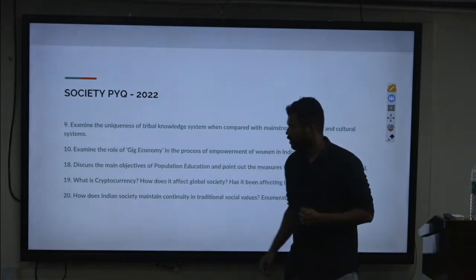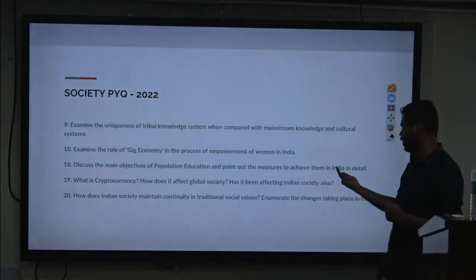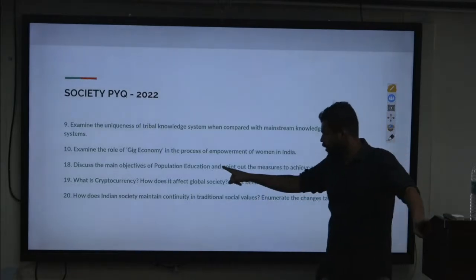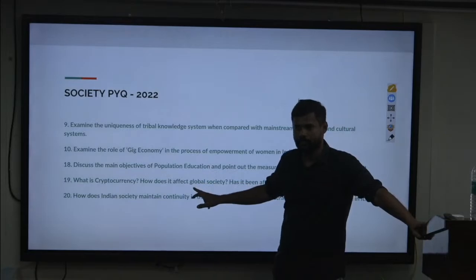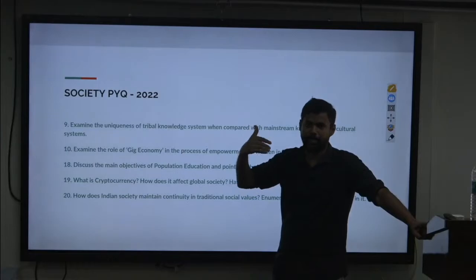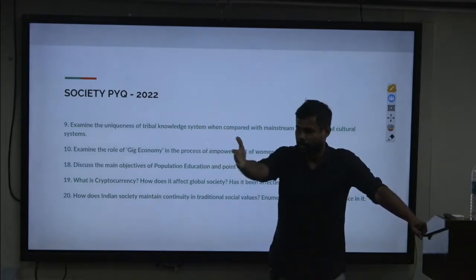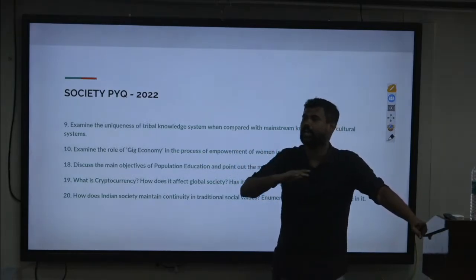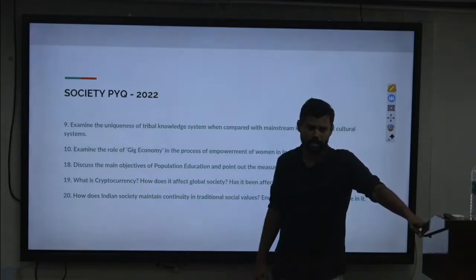You got it? The next is: discuss the main objectives of population education and point out the measures to achieve them in India in detail. This is relatively a difficult question because population education is nothing but understanding the demographic attributes. It can be literacy, sex ratio, the population growth rate, the percentage of elderly population, the percentage of reproductive group, the percentage of adolescents, or the percentage of under 5 age population. So having this idea is what is population education.